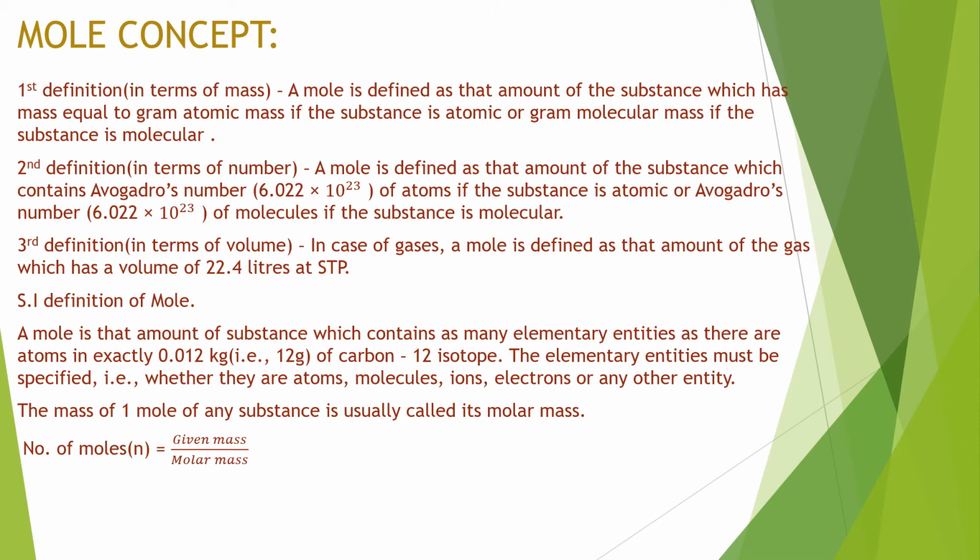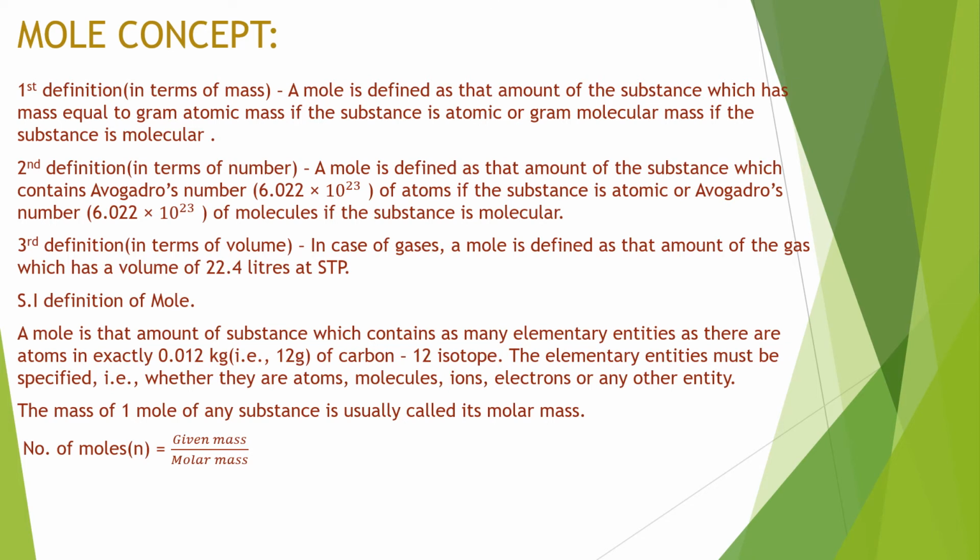What is that number? That number is equal to 6.022 × 10^23. That number is called Avogadro's number or Avogadro's constant, in honor of a great scientist, Amedeo Avogadro, a great pioneer in this field. We can represent this number by N subscript A. Avogadro's number is defined as the number of atoms present in 1 gram atom of the element, or the number of molecules present in 1 gram molecule of the substance.